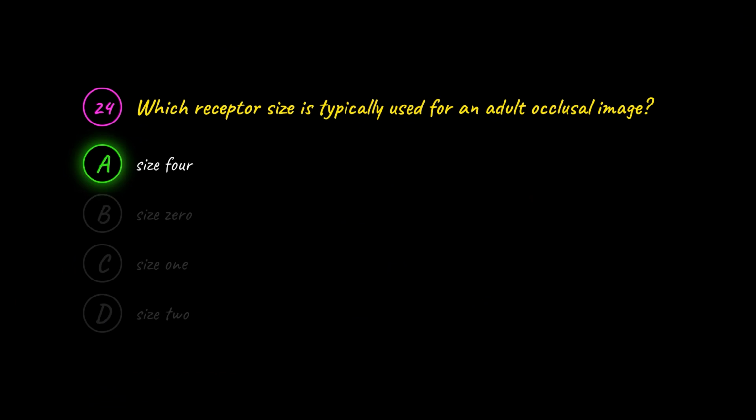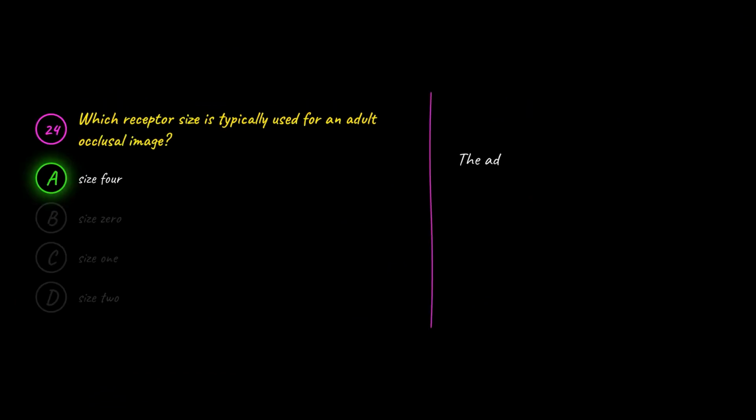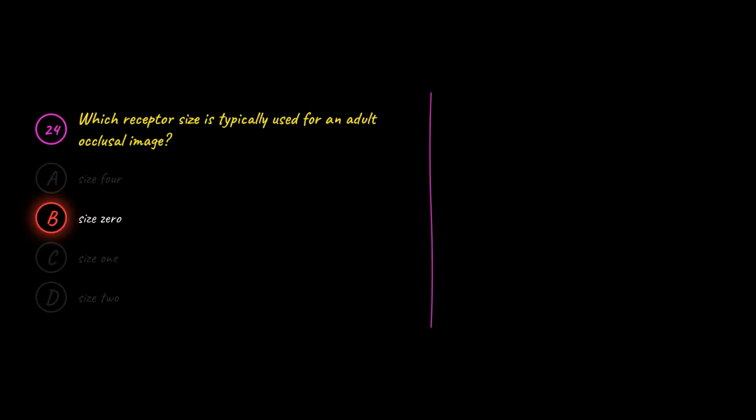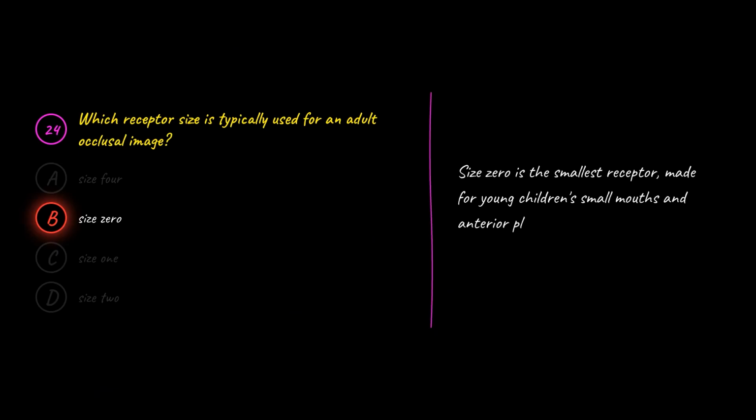The correct answer is A. Size 4. A is correct because the adult occlusal uses the large size 4 receptor, which the patient bites to hold flat, so it can capture a broad section of the palate or floor of the mouth in one image. B is wrong because size 0 is the smallest receptor, made for young children's small mouths and anterior placement. Far too little coverage for an adult occlusal survey.